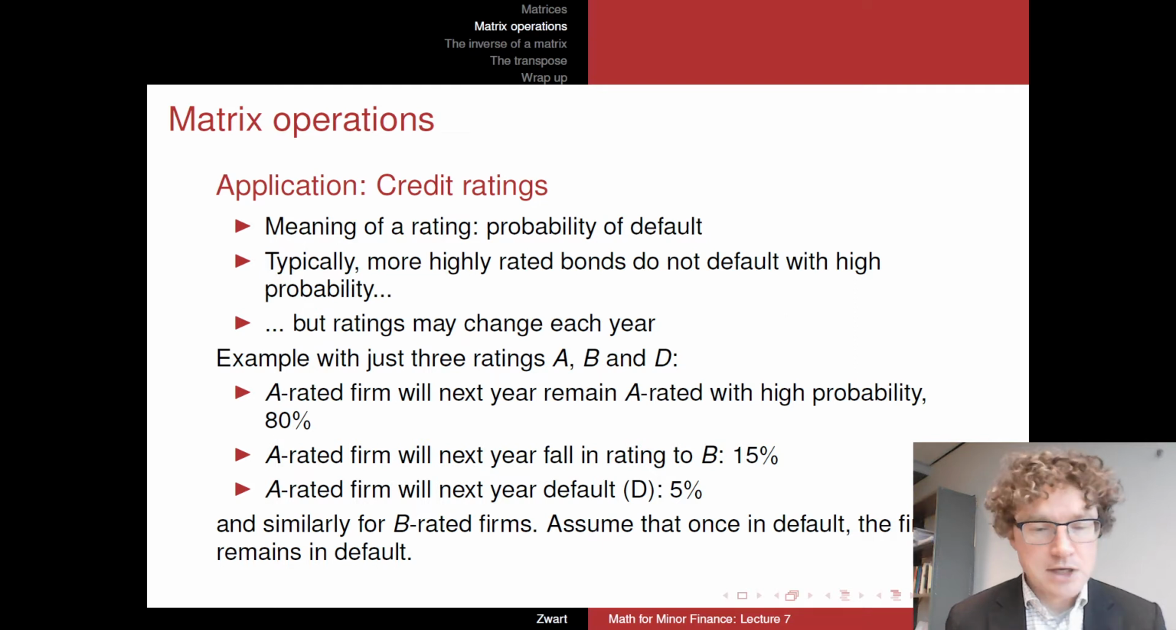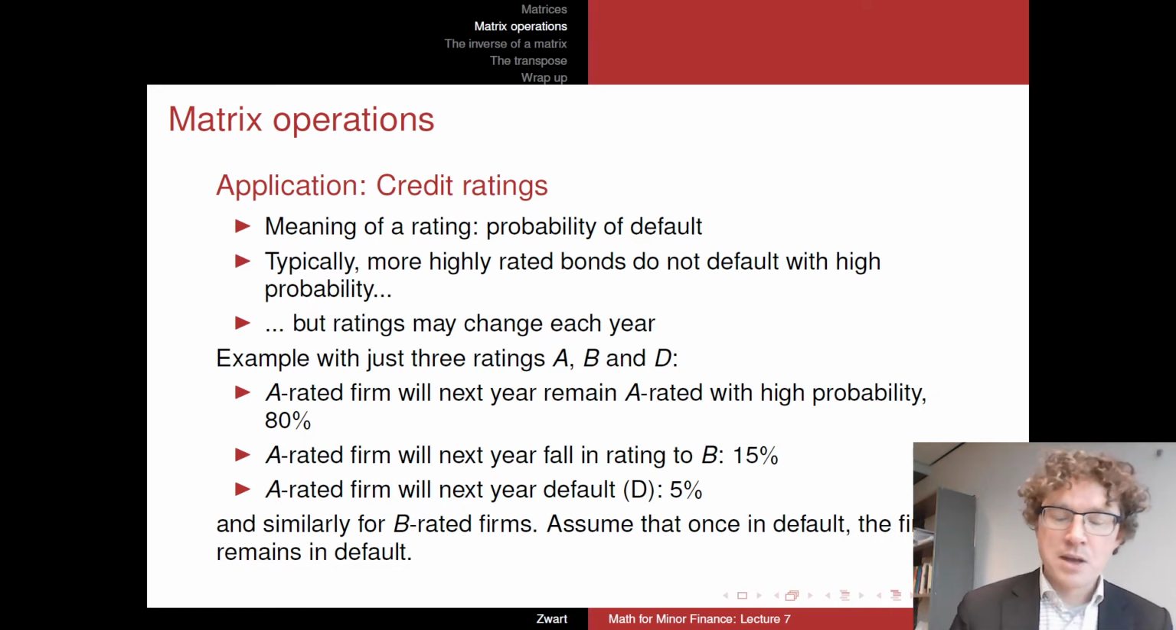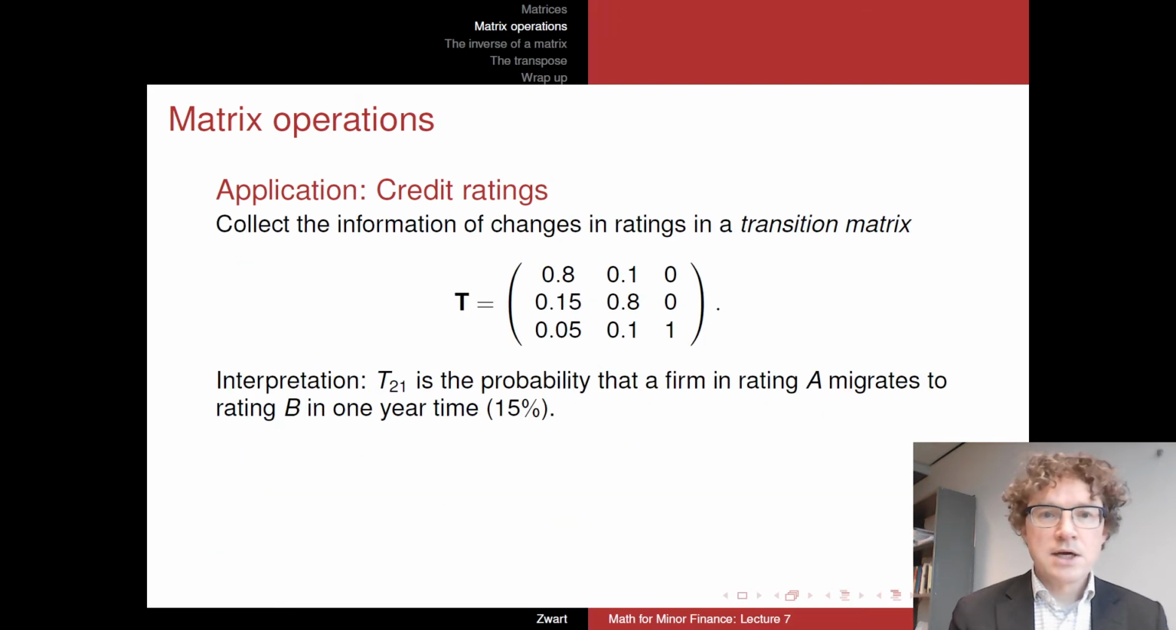So similarly for B-rated firms, with a large probability they will stay in the B rating, but if things go better than before, they might move up to the A rating, or they might move down into default. And we're also going to assume that once you're in default, you remain in default, so you're irrevocably lost, basically. So what we can do is collect this information, these transitions, if you wish, from one rating class to the next, in terms of a transition matrix.